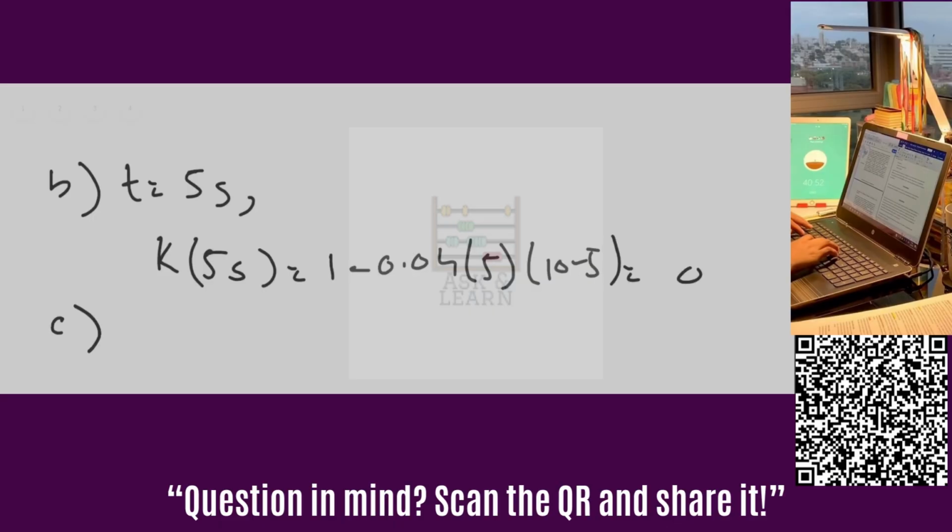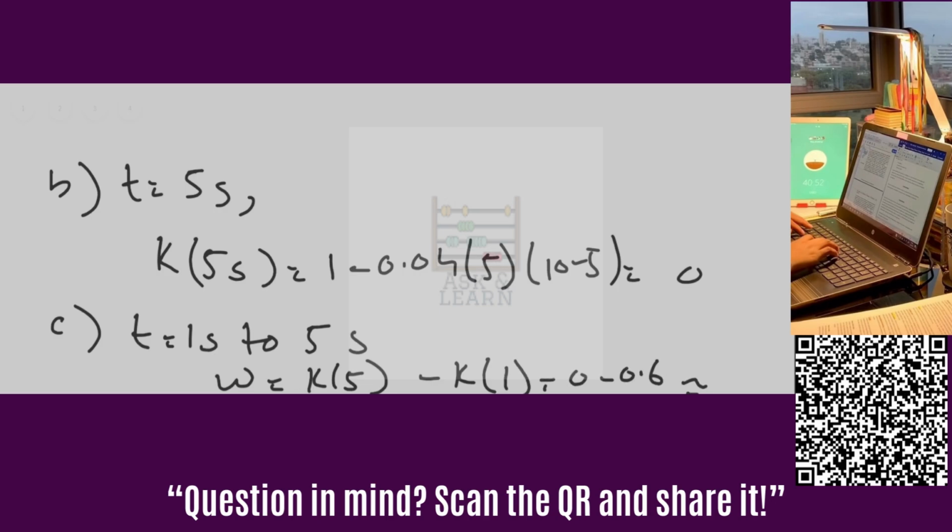Part C, the work done by the force from the wind from t equal to 1 second to 5 seconds is W equals K of 5 seconds minus K of 1 second. This gives us 0 minus 0.6, which is approximately equal to minus 0.6 joules.